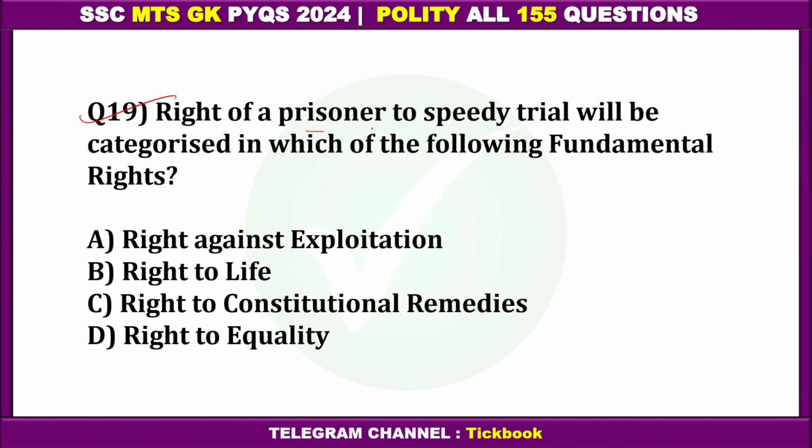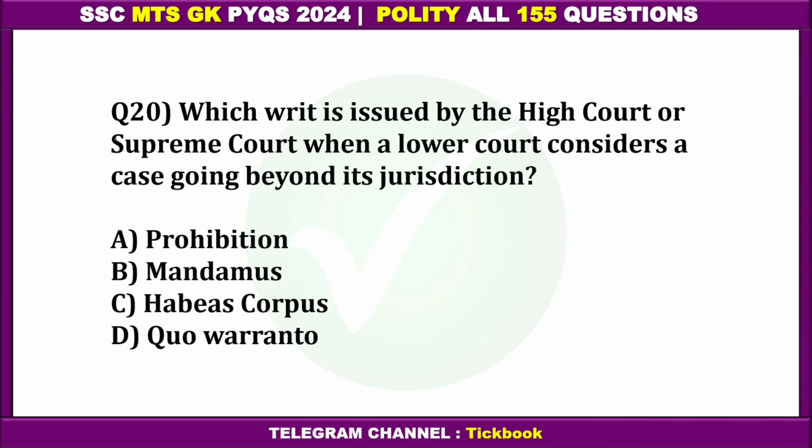19, right of a prisoner to speedy trial will be categorized in which of the following fundamental rights? Option number B, right to life.